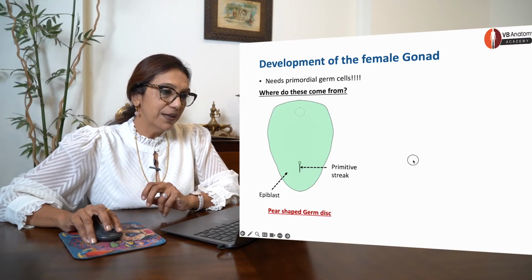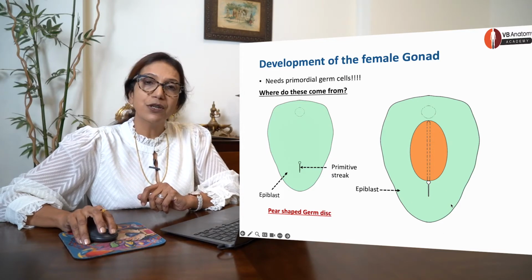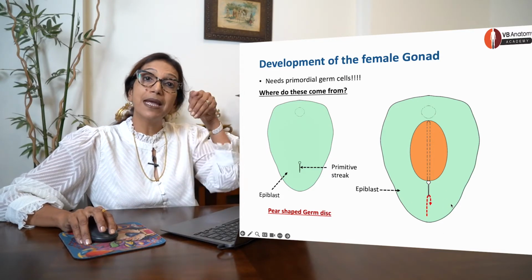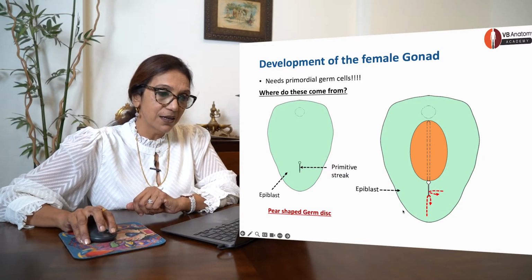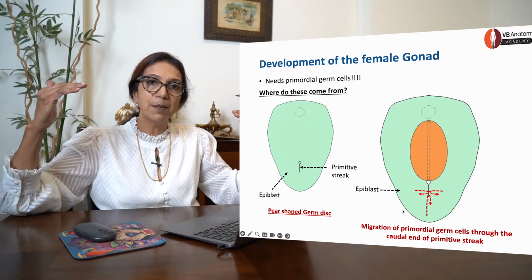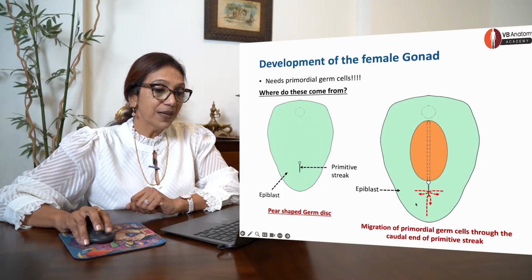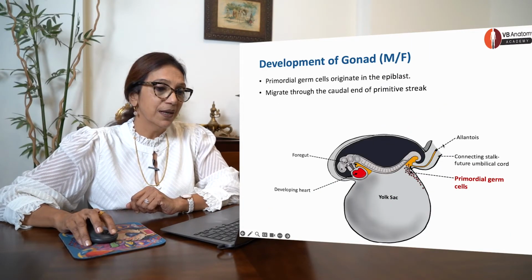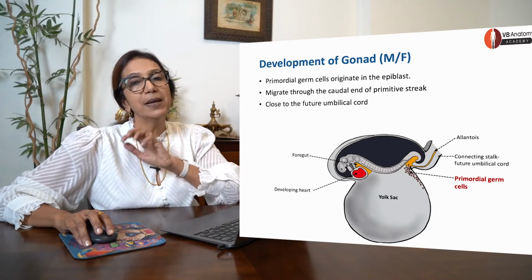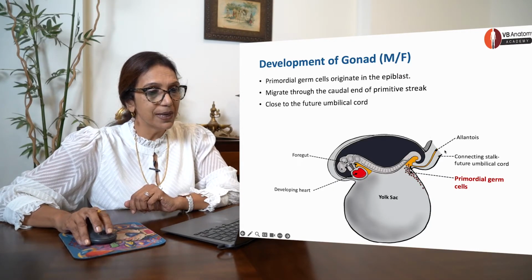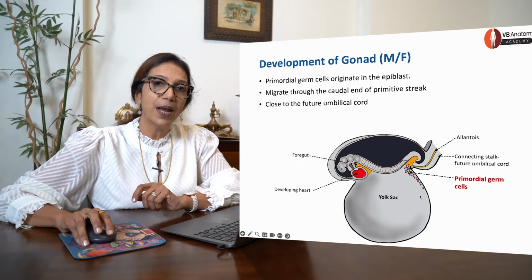So now what happens at the primitive streak? The cells which are in the caudal region of epiblast begin to migrate downwards through the primitive streak. Look at the cells here as well and here as well. They're just coming in, migrating through the primitive streak downwards. Okay. And where are they going? They are going to lie in the region of the future umbilical cord. See, here is your future umbilical cord and this is where your primordial germ cells come to lie.